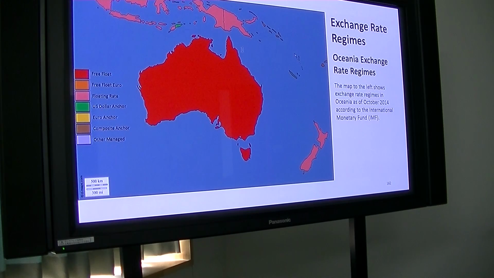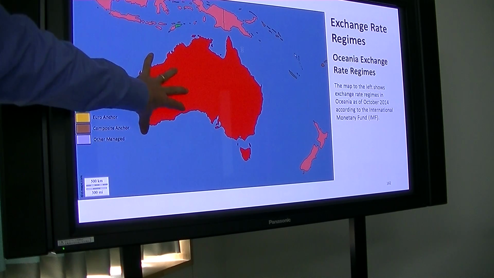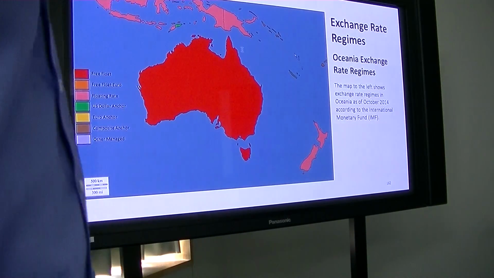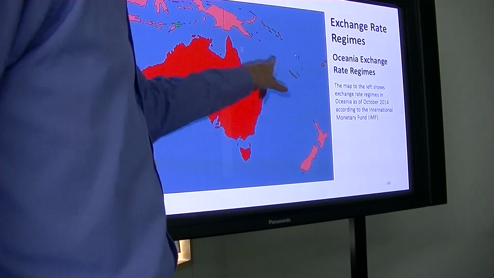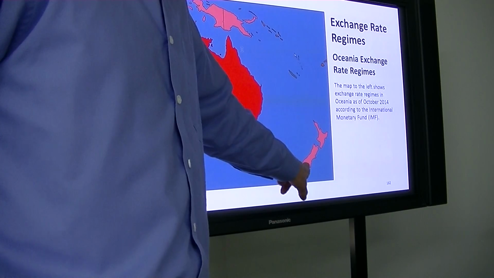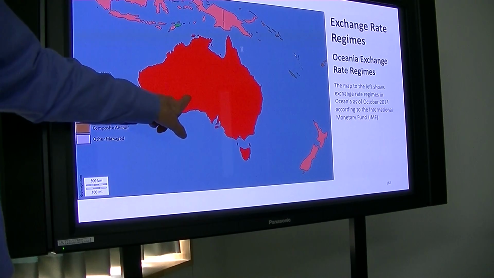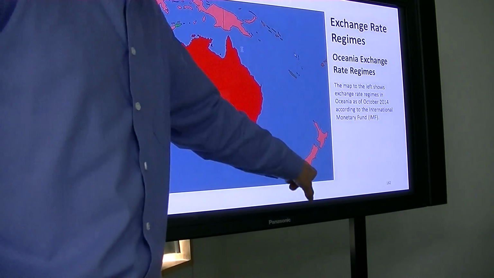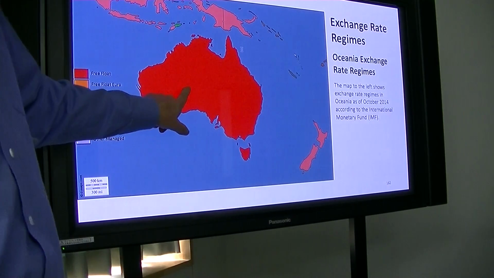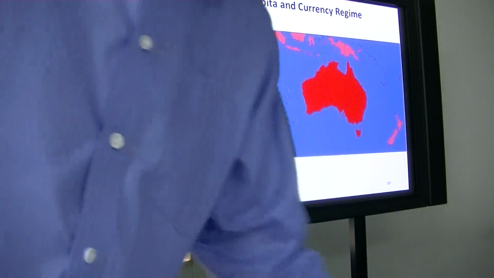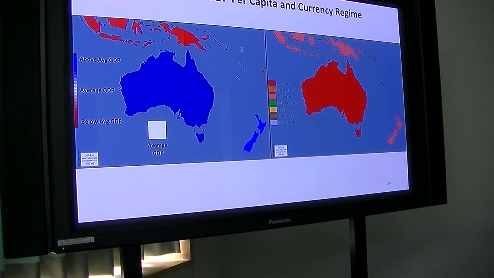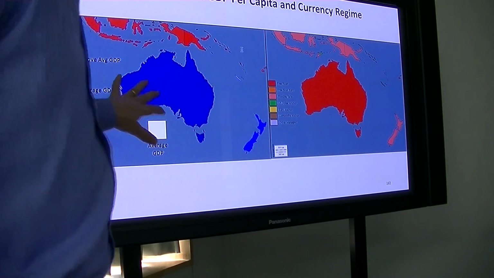Australia's floating exchange rate. These are wealthy countries. It's a floating rate, but there's some management. Australia is more powerful than New Zealand, so they're more confident about their economy. And you can see that.